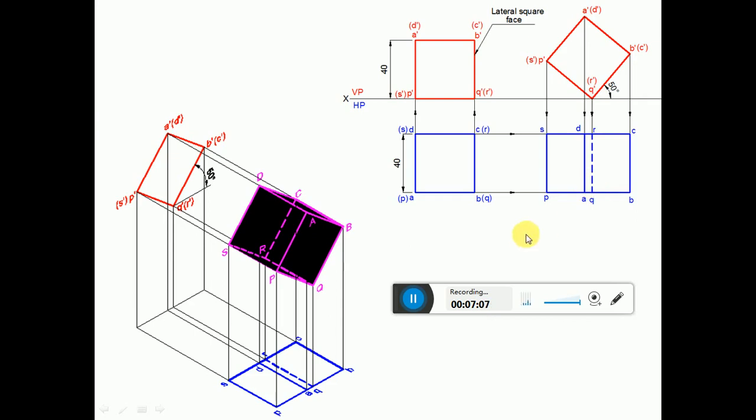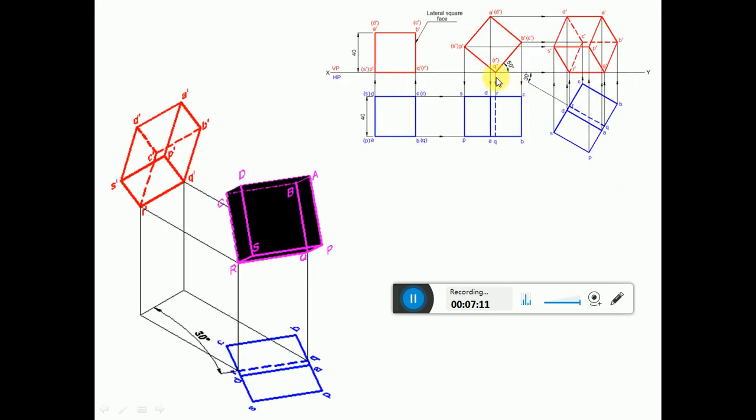Now the edge which is resting on HP makes an angle of 30 degrees to VP. So which is the edge which is resting on HP? Q dash R dash, which is on the XY line. So that edge is parallel to HP. So now you have got the two lengths here, the QR. Since the inclination given is also a true inclination, you transfer it directly.